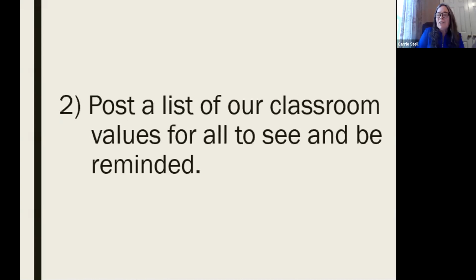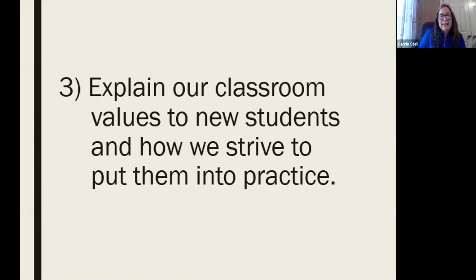Post a list of our classroom values for all to see and be reminded. That's something that's easier done in a physical classroom than online. I did give my students a copy of our values and our definitions, so they had a copy of their own. And one of the things we did is explain our classroom values to new students and how we strive to put them into practice. So one of my personal values is inclusiveness, and one of my classroom values is community.